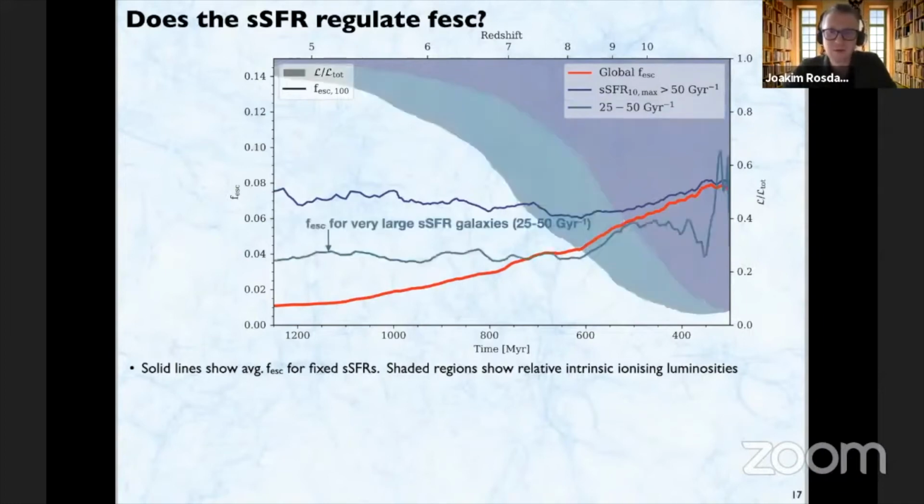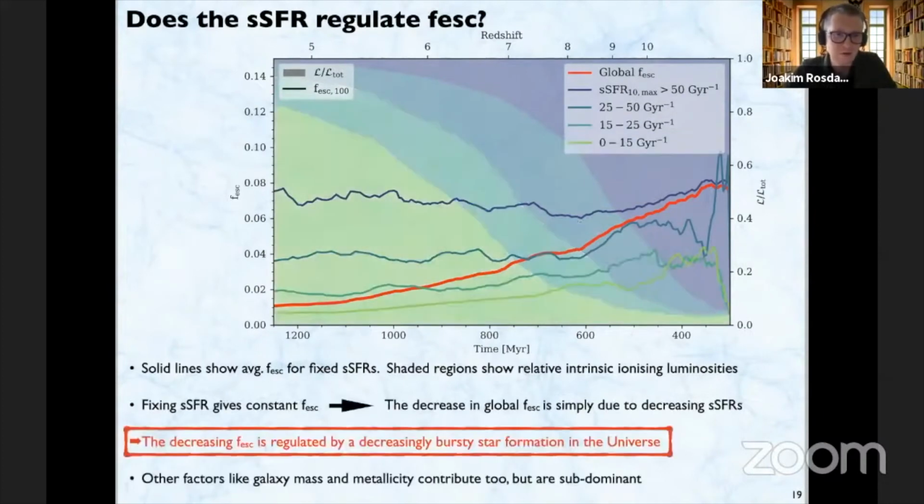Then if you take the next bin in specific star formation rates, you again find a roughly constant escape fraction. And you see here how the luminosity is dominated by these galaxies. And we can continue. Then it becomes kind of obvious that the escape fraction is constant for all classes of galaxies. But there is just a shift from the luminosity being dominated by high specific star formation rates to low specific star formation rates at low redshifts. So the evolution in escape fraction is there, and it is regulated by this decreasingly intense star formation in the universe.